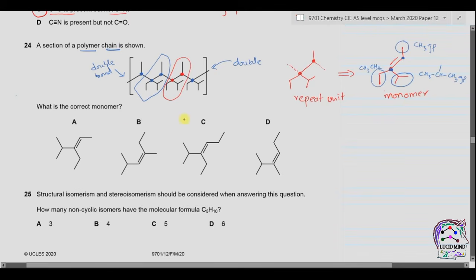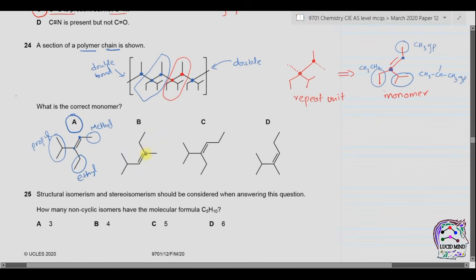Now let's see which is the answer. So in part A, if this is the double bonded carbon atom, we have one methyl group, and with the other carbon atom we have a propyl group and an ethyl group. So yes, this one seems to be the answer.